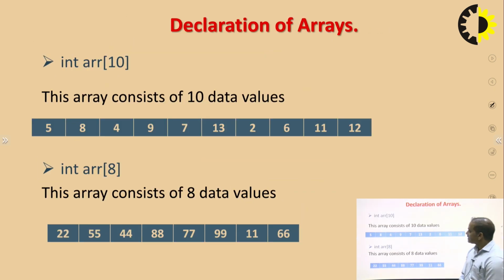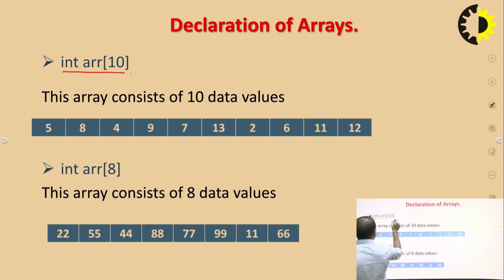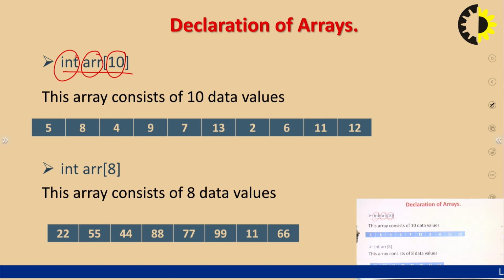Here is the declaration of the array. We have declared int arr[10]. This is an array whose length is 10. This tells the length, or size, of the array. This is the name of the array, and this is the data type, which type of value is stored in this array. Here we have shown how the values are stored.